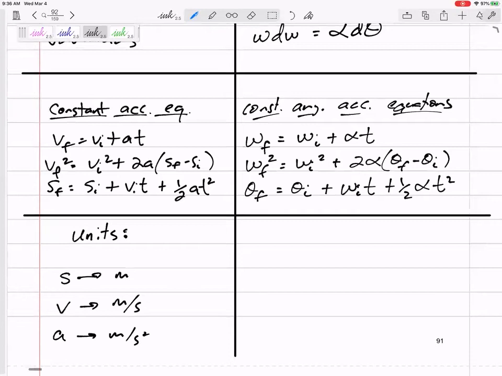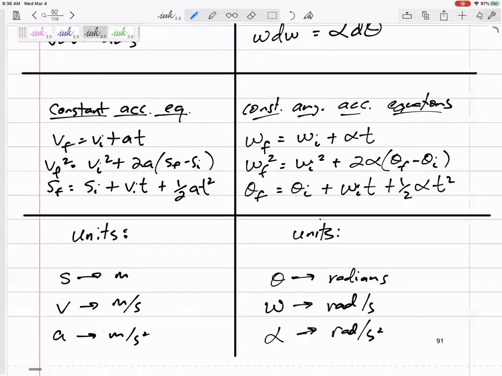The units we talked about: for the angle, it's going to be radians. For omega, radians per second. For alpha, radians per second squared. And radians are kind of a dimensionless unit. So when we're trying to make sure the units on the left equal the units on the right, or make sure the units are homogeneous, radians are dimensionless.